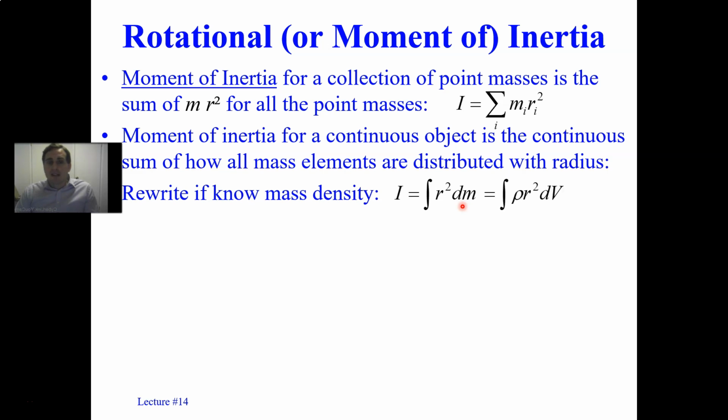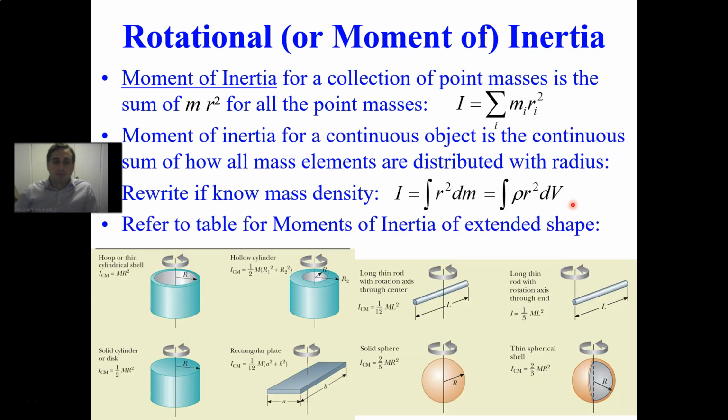So mass density times volume should be that differential of mass. So rho, especially if it's a constant volume, times dV should replace dm, and r squared is still there. Notice this is in general much easier to integrate over if you understand something about the mass density. Now look at this table of moments of inertia for extended shapes.